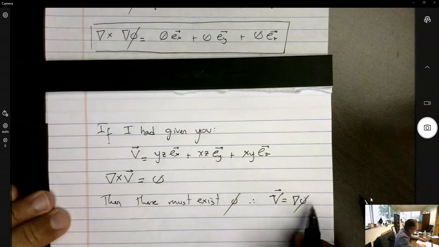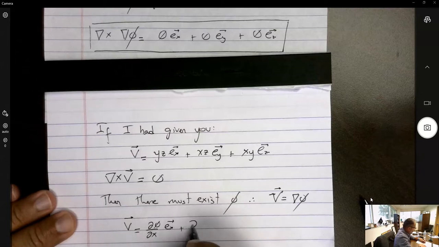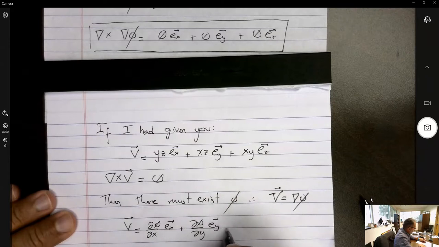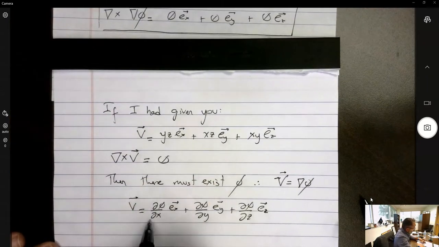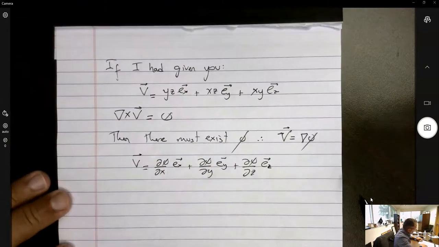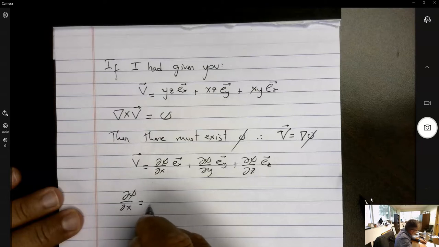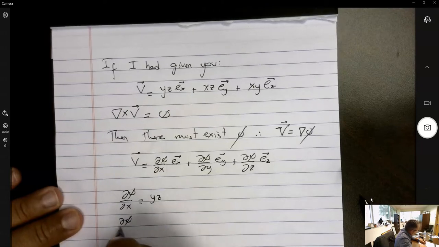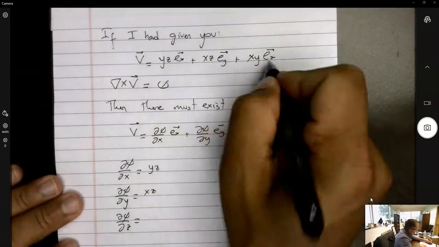So if v comes from the grad of phi, then v is equal to d phi dx in the x direction, plus d phi dy in the y direction, plus d phi dz in the z direction. So it looks like we have three equations right there. If we make this one equal to this one, we notice that d phi dx has to be equal to yz, d phi dy has to be equal to xz in this particular case, and d phi dz has to be equal to xy.